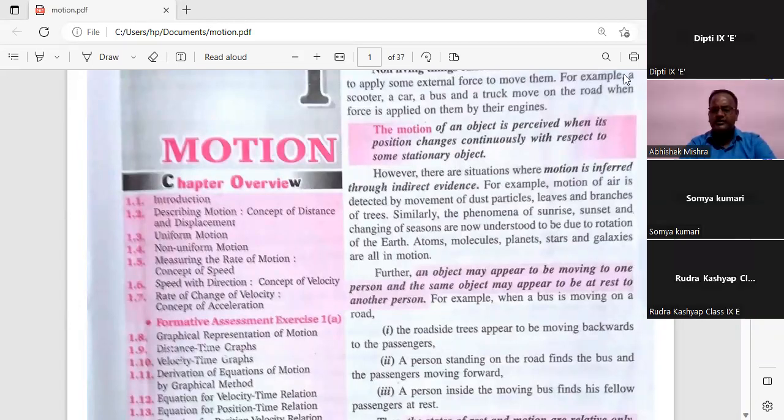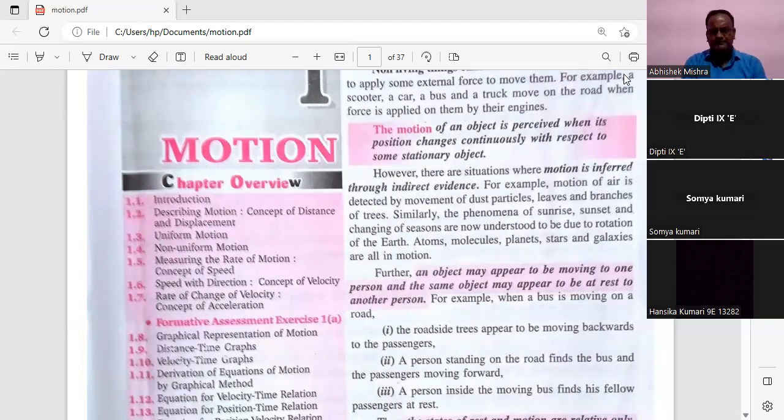Okay, Dipti raised her hand. Okay, Dipti, unmute yourself. Yes, Dipti, go ahead. What do you mean by motion of an object? Yes, sir. An object is said to be in motion when it changes its position with respect to time. Okay, well said, Dipti. When an object changes position with respect to time. Okay. My next question, what do you mean by a reference point?